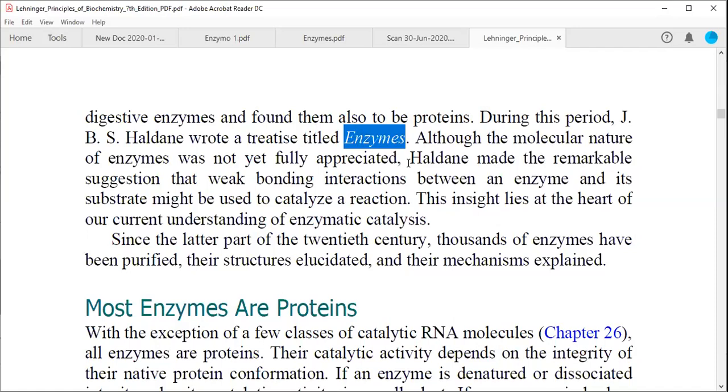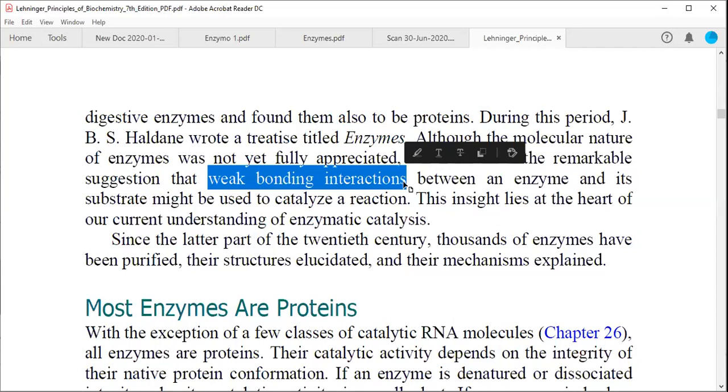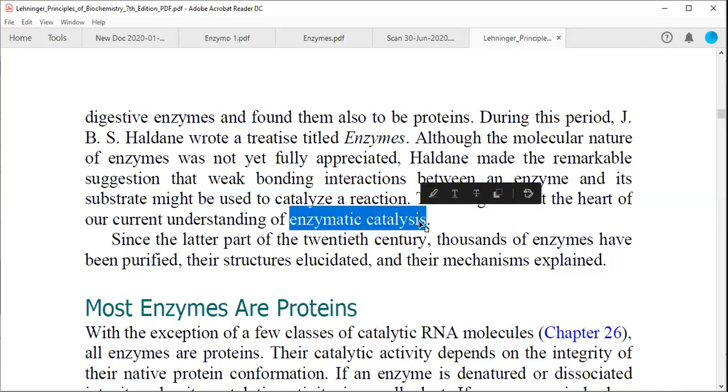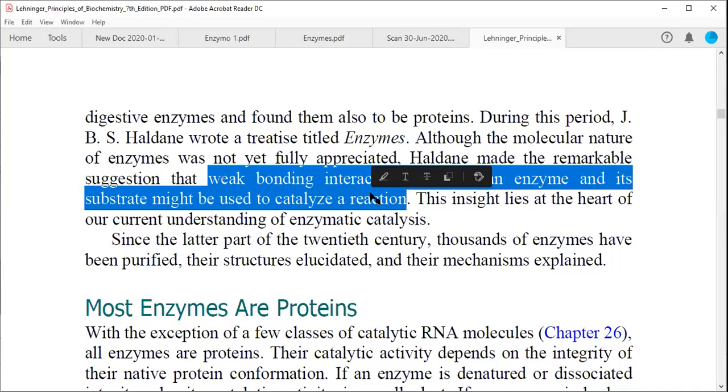So Haldane made the remarkable suggestion that the weak bonding interactions, which are called non-covalent interactions, are required for an enzyme to catalyze a reaction. This is very important for enzymatic catalysis, and this suggestion was given by JBS Haldane only. When he was writing about the mechanism of enzymes, firstly he was able to give this particular point.